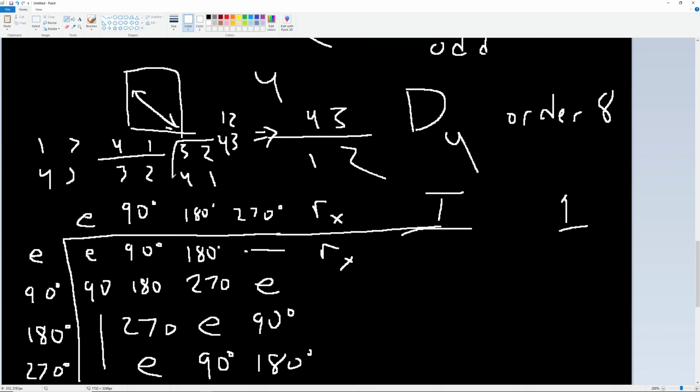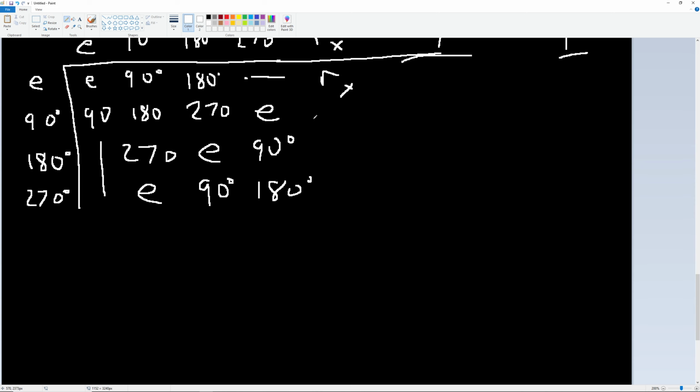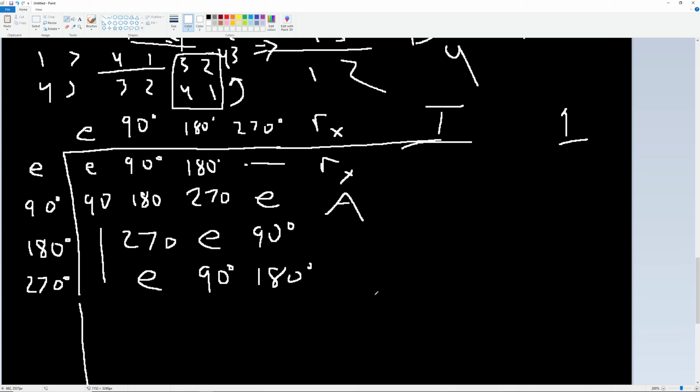Now you need to come up with some kind of labeling for this. It's actually just going in the opposite direction now. But you could call this A or something, right? And then fill in this whole multiplication table with 8 elements. Maybe I'll put it on the screen if I edit this video. I don't know if I'm going to edit it.